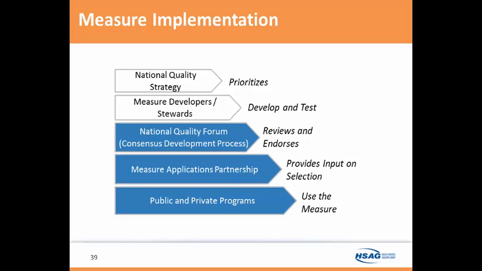The NQF is the entity that convenes the MAP in December of each year to review and comment on the measures proposed on the annual Measures Under Consideration list. This list is sometimes called the MUC list.